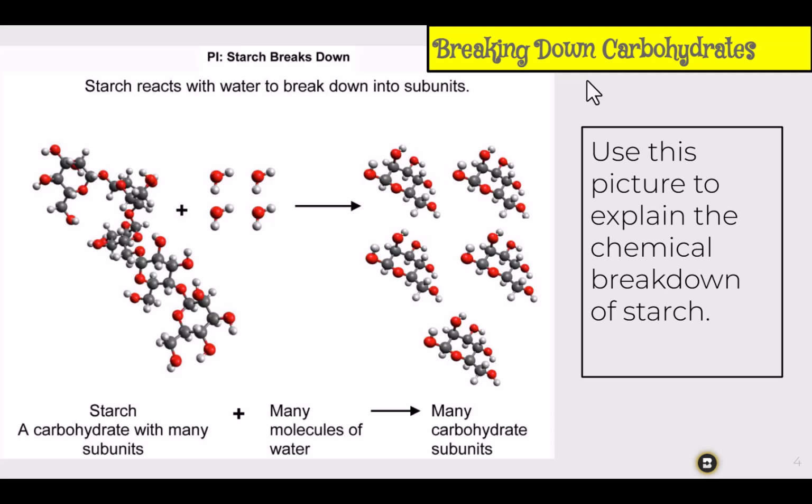Starches are carbohydrate molecules with many, many subunits. If we have complex molecules like this, these complex molecules need to react with many molecules of water. When many molecules of water react with starches that are made of many subunits of carbohydrates, these chemical reactions will produce glucose, many carbohydrate subunits of glucose.